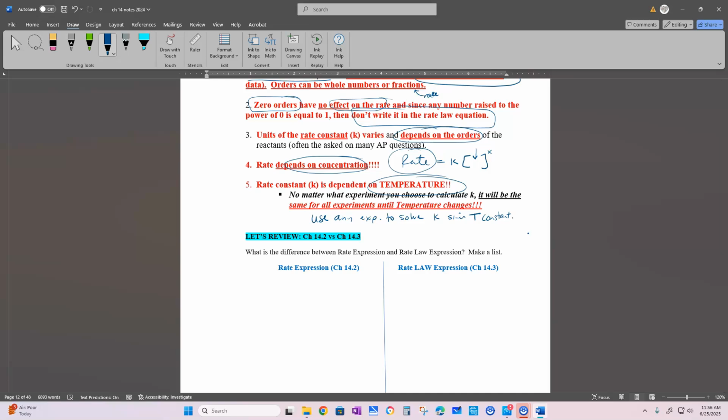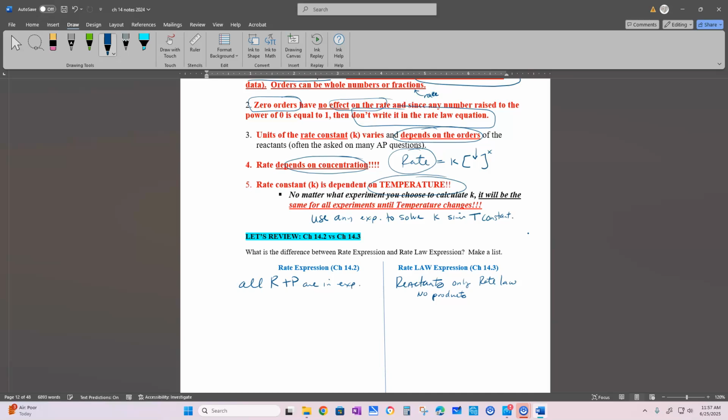I want to end up with what's the difference between 14.2 rate expression versus rate law expression. Okay, so 14.2 versus 14.3. So first let's deal with what we just learned today. So rate law expression, you only have reactants. Okay, reactants are only in the rate law. No products. Whereas rate expression, all reactants and products are in the expression.